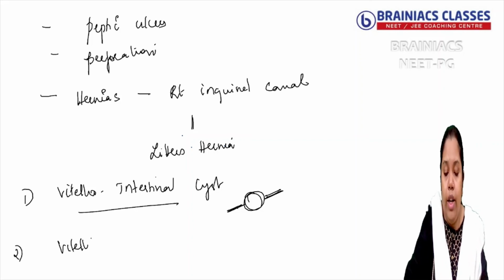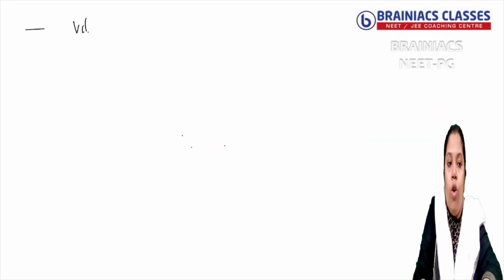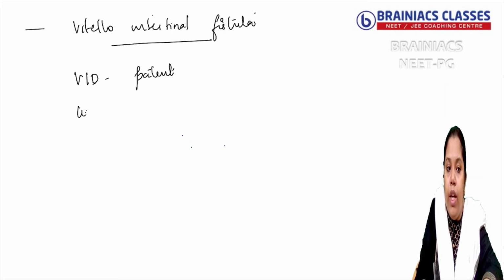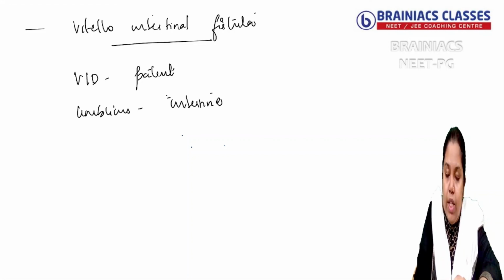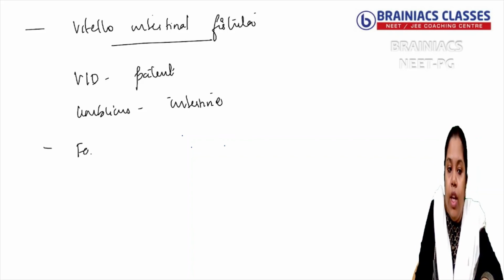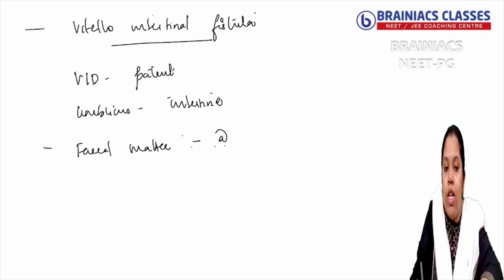Next is the vitellointestinal fistula. Here what happens? The vitellointestinal duct is patent, connecting the umbilicus and the intestine, so that you can see fecal matter at the umbilicus. Fecal matter is present at the umbilicus.